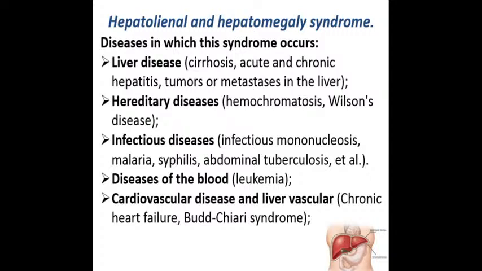This syndrome we can determine in infectious diseases: infectious mononucleosis, malaria, syphilis, tuberculosis, and many others. And very often this syndrome we can determine in patients with diseases of the blood: leukopenia, leukemia, and cardiovascular diseases and liver vascular diseases: chronic heart failure and Budd-Chiari syndrome.